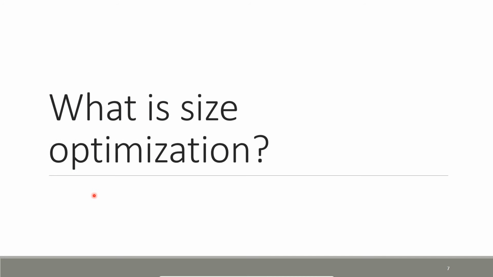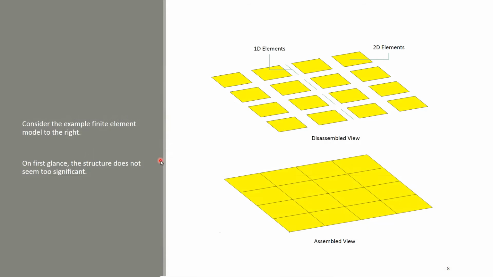So with that, let's discuss our first topic. What is size optimization? Here on the slide, I have a built-up structure in yellow. By itself, it doesn't look too significant. If we isolate the elements, as you see on the top right-hand side, this is actually composed of two-dimensional and one-dimensional elements. The 2D elements might represent the skin, as an example. The 1D elements could represent a stiffener, as an example.